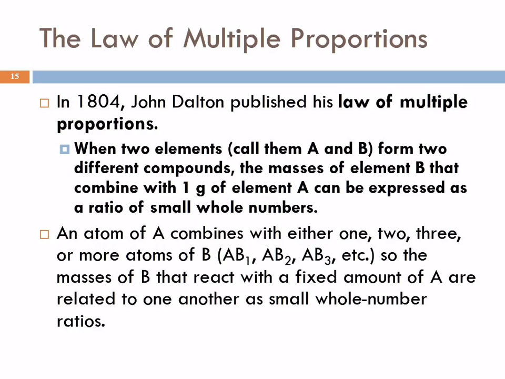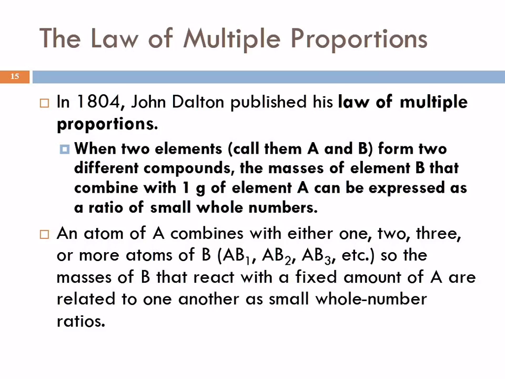Okay, I'm guessing that didn't really make much sense. So what this is saying is, we've got A and B. We can have A combining with 1 atom of B. We can have A with 2 atoms of B. We can have 1A with 3 atoms of B. They're going to be small whole number ratios.